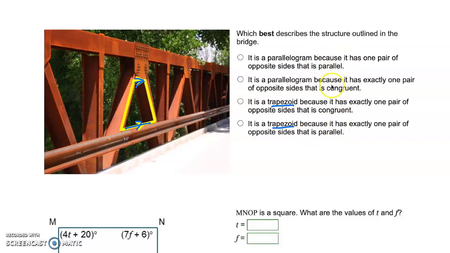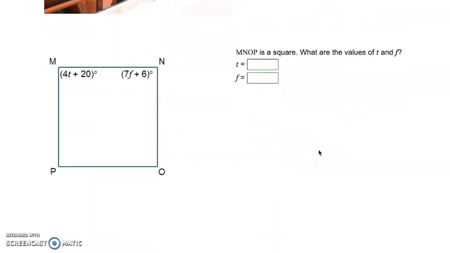It's not a parallelogram. They have to have both pairs of opposite sides. So it's a trapezoid because it has exactly one pair of opposite sides that is parallel. Well, they're not congruent. They're not the same side. They are parallel. So that is the correct answer. It's a trapezoid because one set of opposite sides is parallel.